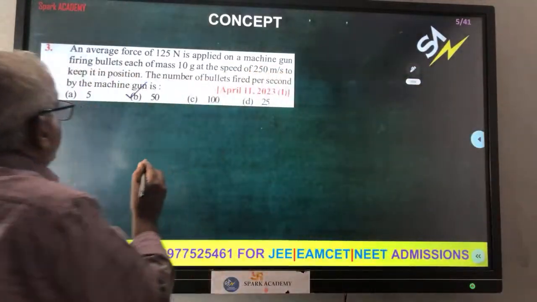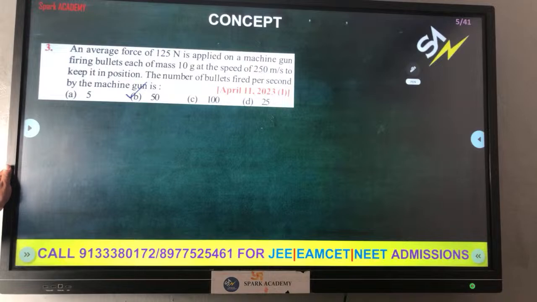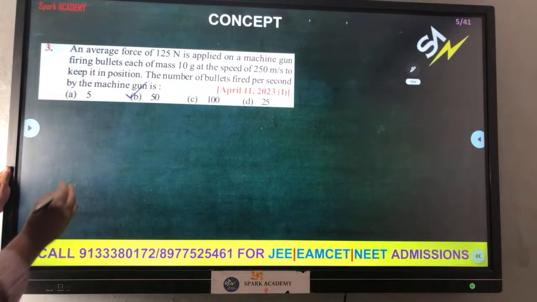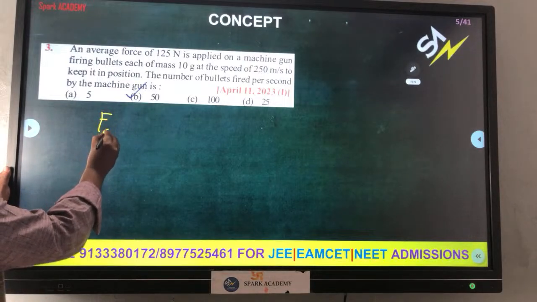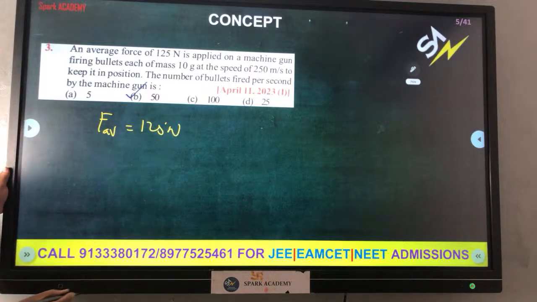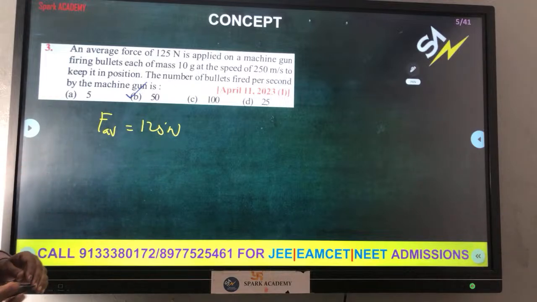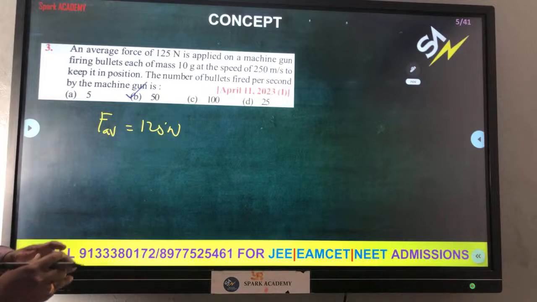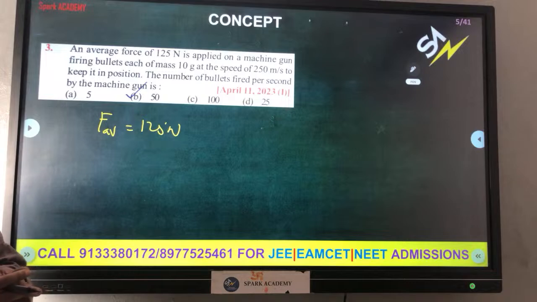Here is one more problem. An average force of 125 newtons is applied on a machine gun firing bullets, each of mass 10 grams, at a speed of 250 meter per second. To keep it in its own position, the number of bullets fired per second by the machine gun is?